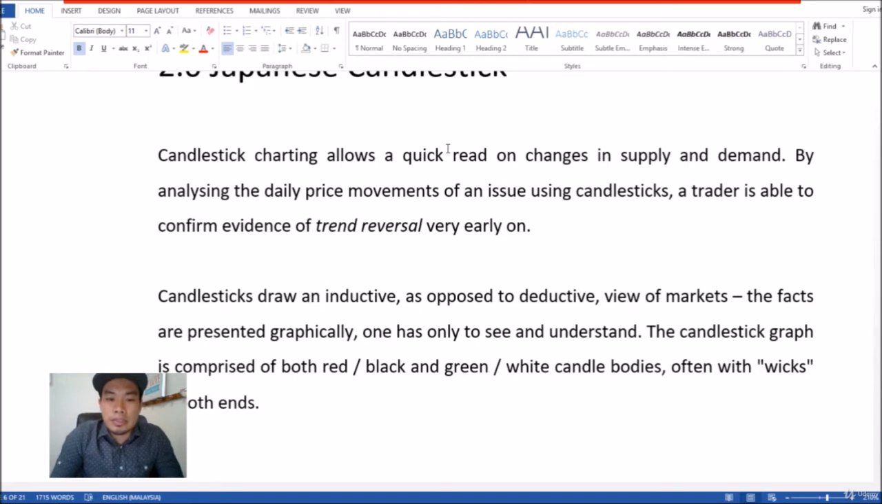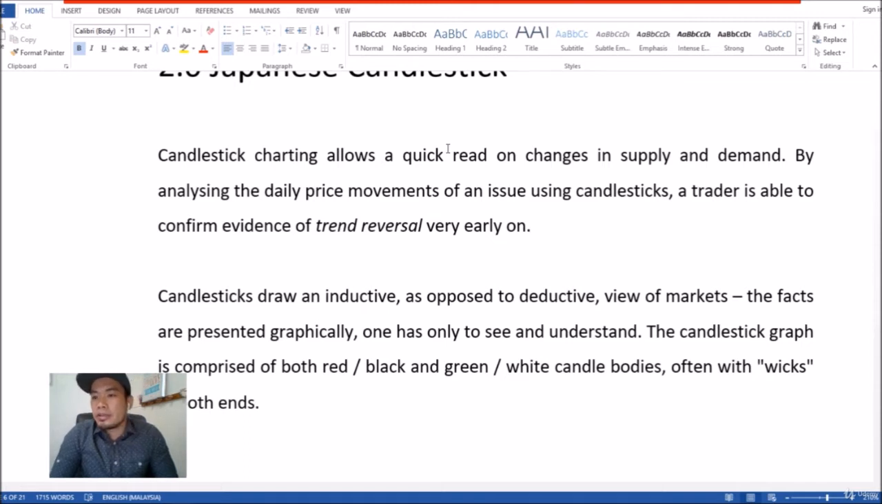And actually, a candlestick at a price reversal is always used to confirm that the market has reversed, but it cannot be used to analyze whether the trend is going to go strongly upward or downward. All right, so candlesticks draw an inductive as opposed to deductive view of markets. The facts are presented graphically. It is easy to see and easy to understand market movements.